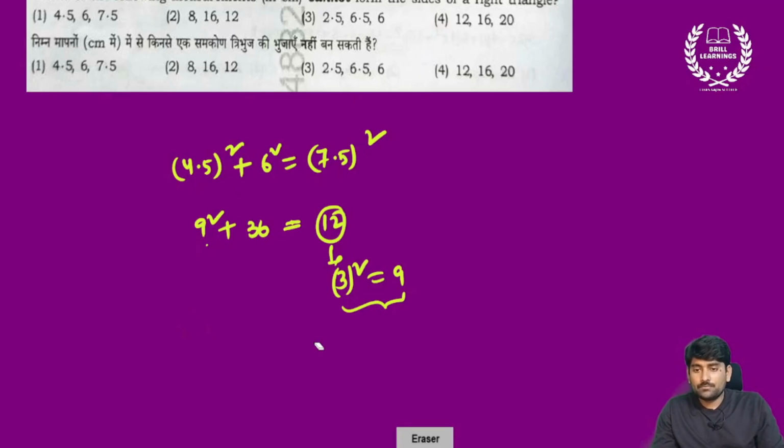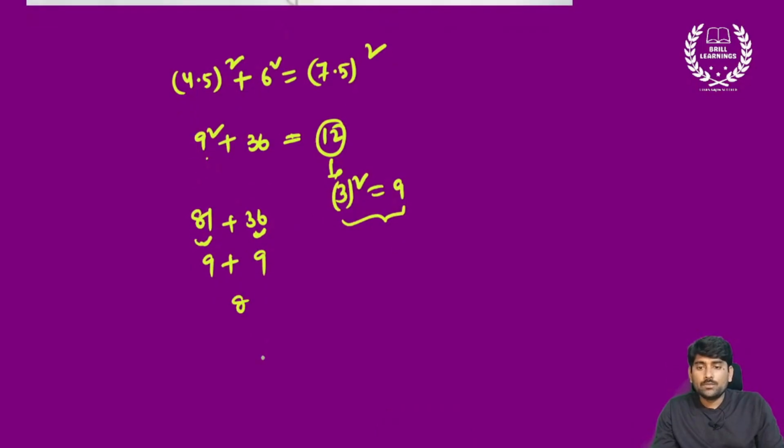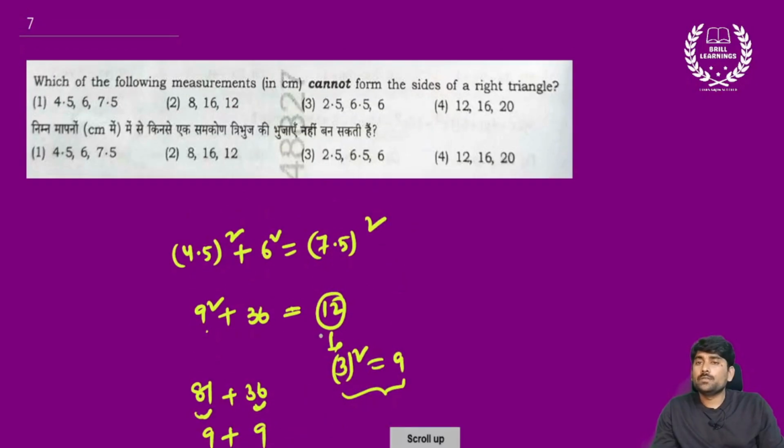Here it is 81 plus 36. 81 means 9, 36 means 9. Again add up these two values, 18. 18 means 9. 9 is equal to 9 here. It is satisfying. That means the first one is correct.